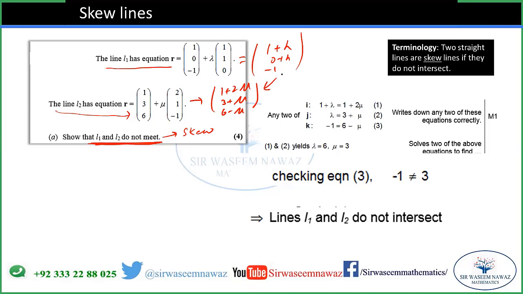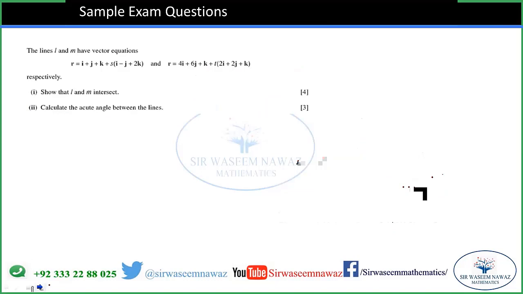Just equate them. When I equate them, I get the value of lambda is 6 and mu is equal to 3. Then I place this lambda 6 and mu 3 in the third component that I haven't used, and I get the equation minus 1 is not equal to 3. They are not equal, so they are not intersecting, and they are skew lines.